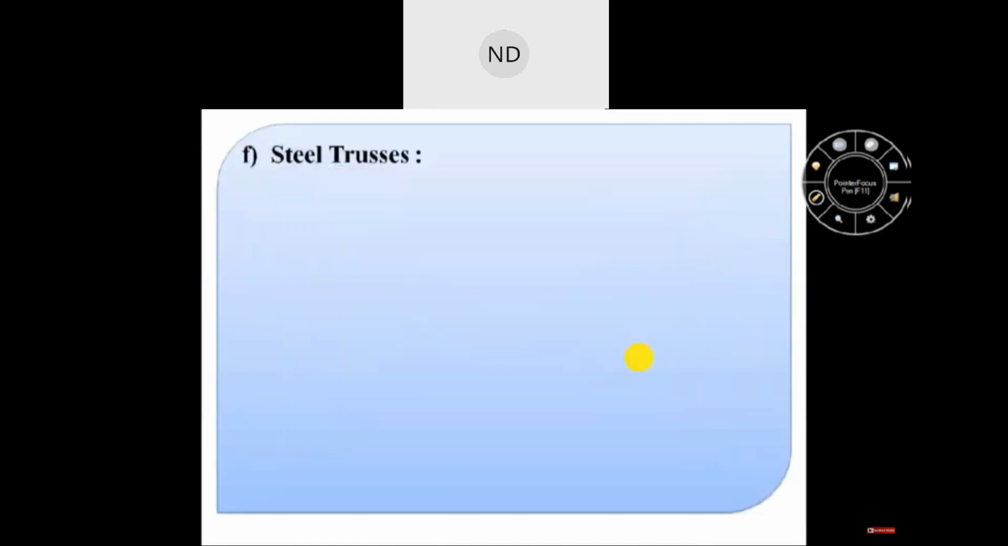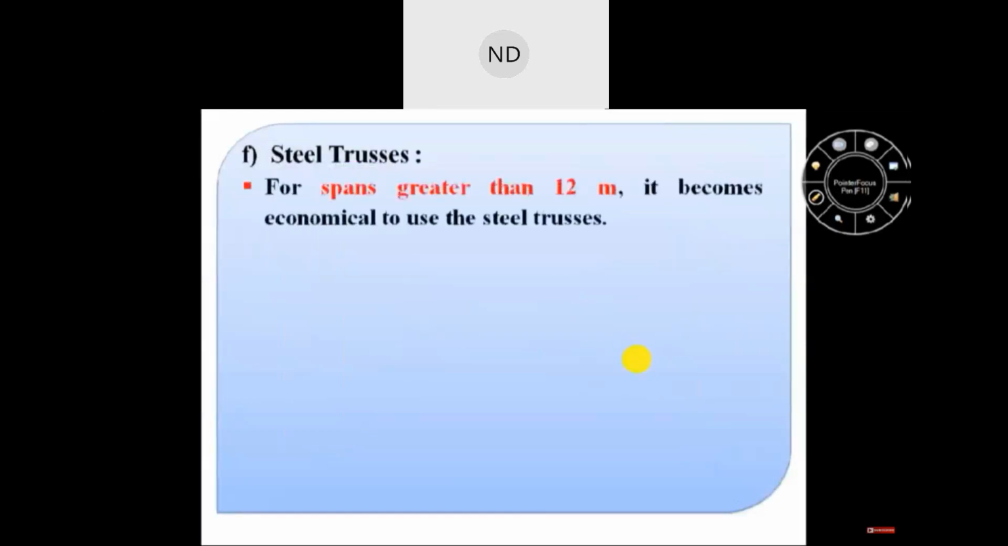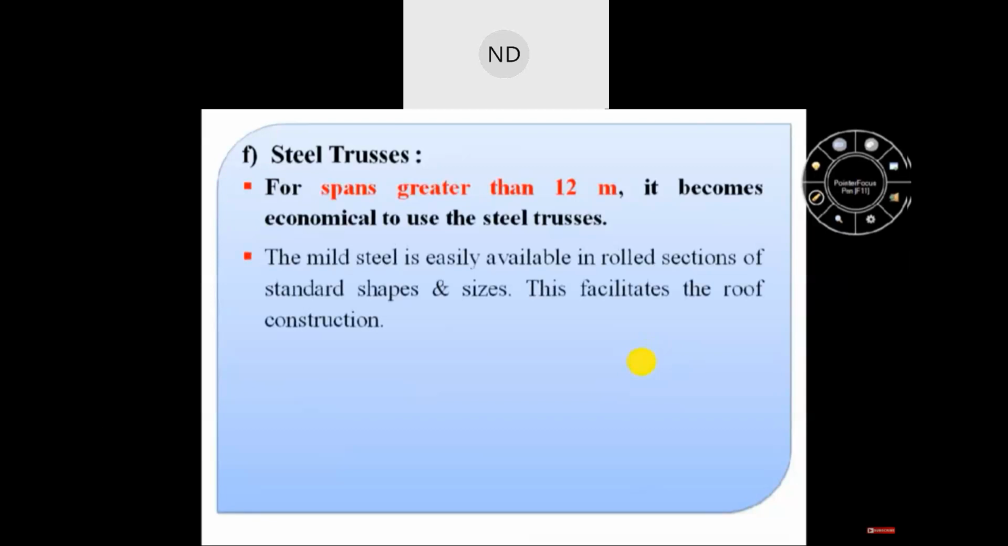Now, the next type of truss roof is steel trusses. For spans greater than 12 meters, it becomes economical to use steel trusses. Mild steel is usually available in rolled sections of standard shapes and sizes. This facilitates the roof construction.